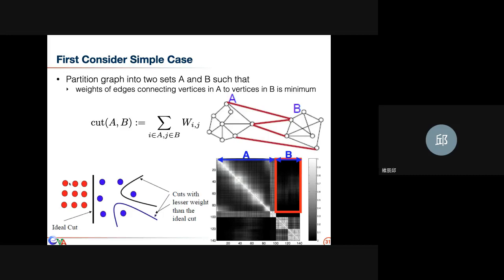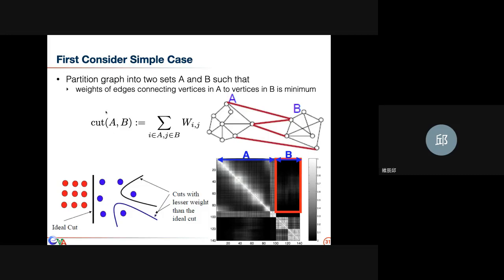So now try to imagine you have a data set that contains two groups of data. One is the red group, and another one is the blue group. Most of the time when we see such data sets, we human beings will ideally put a cut here, such that the red dots and the blue dots are separated and the cut cost is minimized. That is the ideal cut.